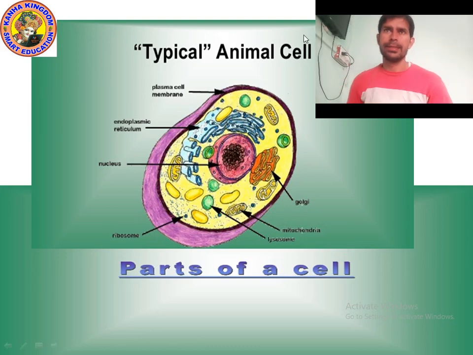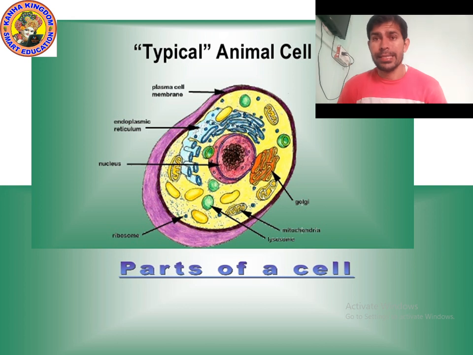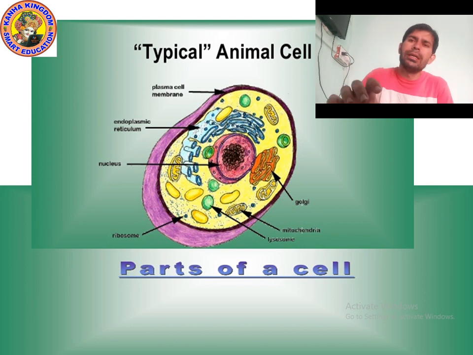Hello, class 8th. We have been studying chapter number 8, the cell of a living organism. In this chapter, we will study the plant cell, the animal cell, and different parts of the cell. As you can see, this is the picture of an animal cell. Later, I will also show you the picture of a plant cell, but now I am showing you the picture of only the animal cell.